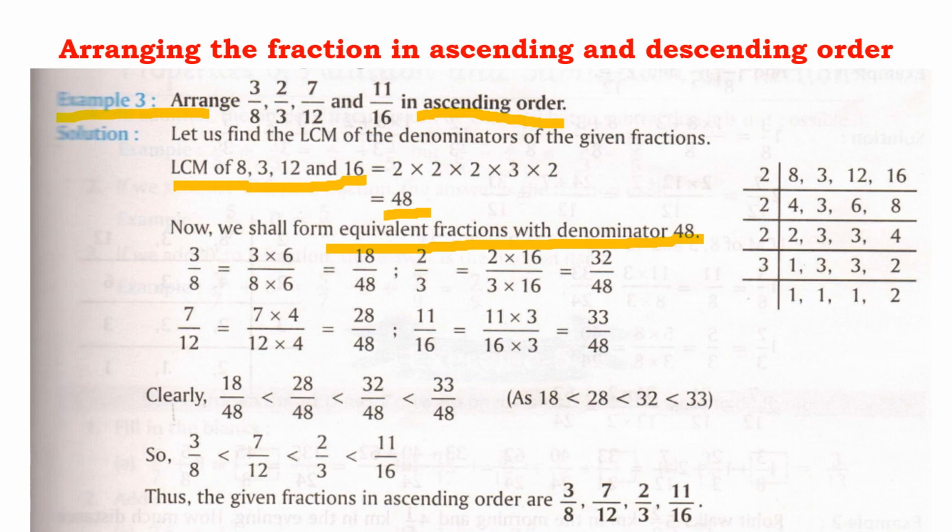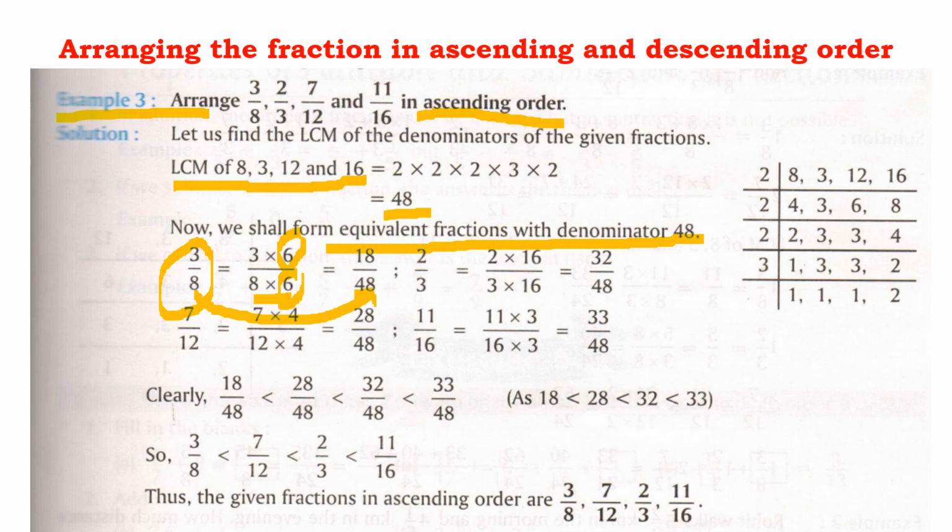So 3 by 8 was the first fraction. I want to make my 8 into 48. What will I do? I will multiply by 6 because 8 sixes are 48. When we multiply by 6 downward, we have to multiply by 6 upward. That's how we form an equivalent fraction. Clear? 3 into 6 gives 18 and 8 into 6 gives 48. Therefore 3 by 8 becomes 18 by 48.